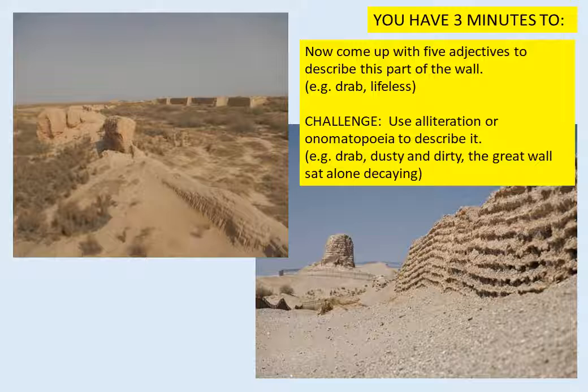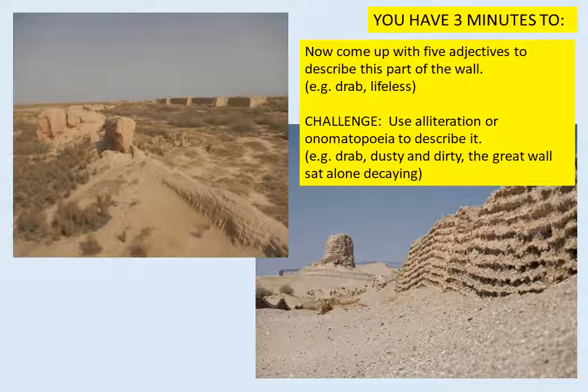Okay, so now come up with 5 adjectives to describe this part of the wall. For example, drab and lifeless. For your challenge, use alliteration or onomatopoeia to describe it. So alliteration, multiple words, 2 or more, starting with the same letter. Onomatopoeia, words that sound like the sound they represent.